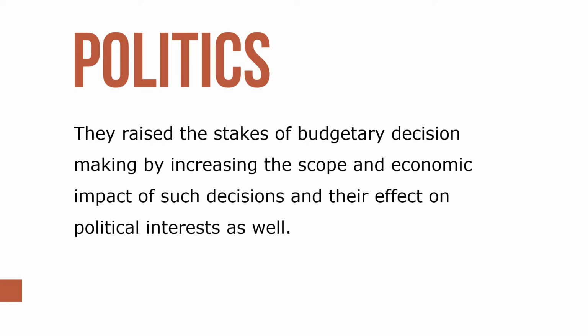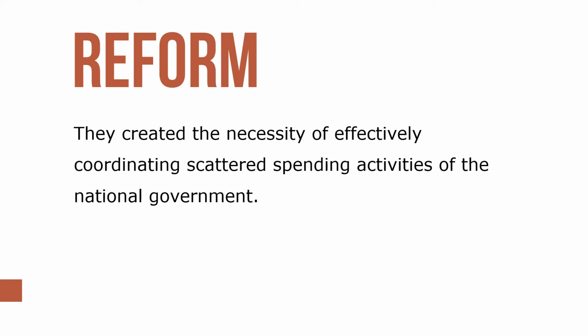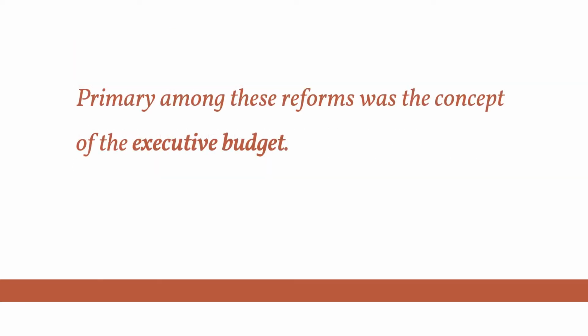They raised the stakes of budgetary decision-making by increasing the scope and economic impact of such decisions and their effect on political interests as well. They created the necessity of effectively coordinating scattered spending activities of the national government. Primary among these reforms was the concept of the executive budget. The chief executive was placed in charge of developing and coordinating budget proposals for the entire executive branch prior to the presentation to the legislature, at the state level as well as in Washington, D.C.